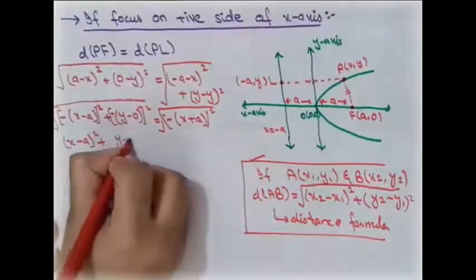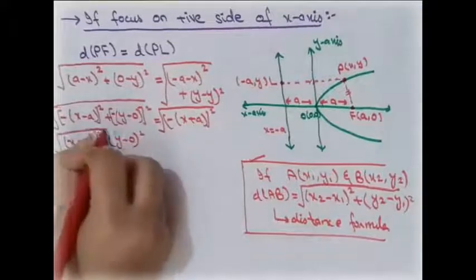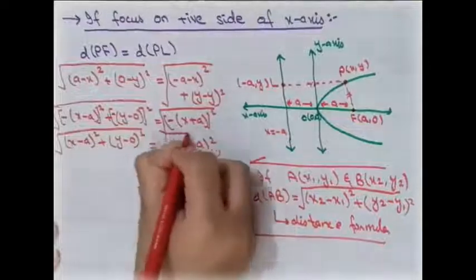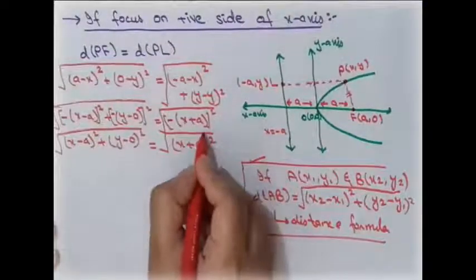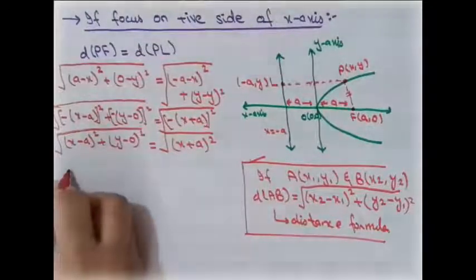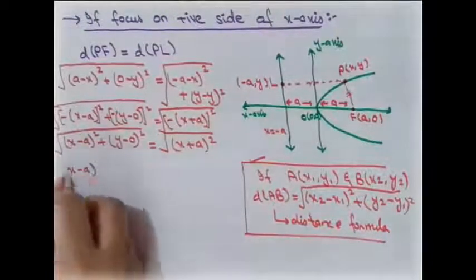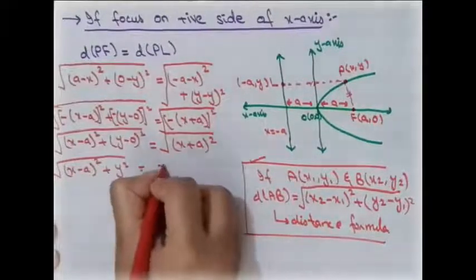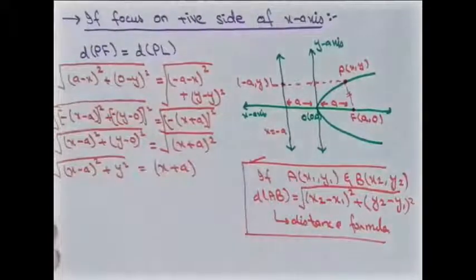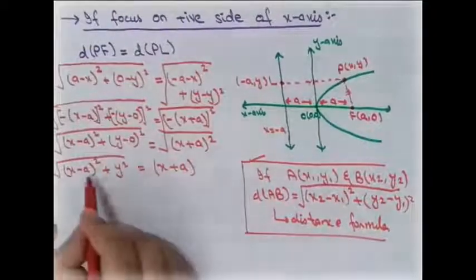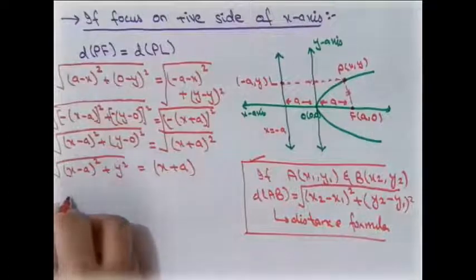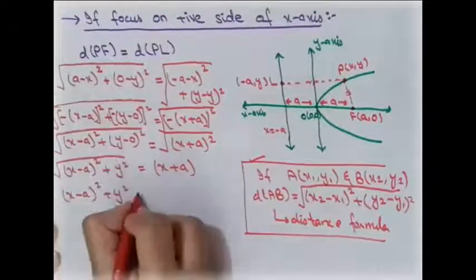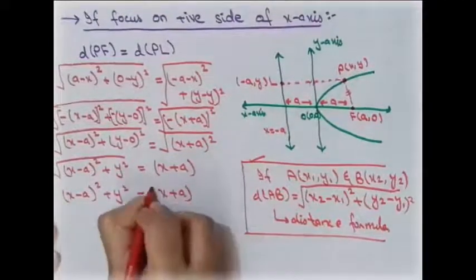plus y minus 0 square under the radical sign, which equals x plus a square under the radical. If you notice, the square can be cancelled out with the radical, so we are left with x minus a square plus y square under the radical, which equals x plus a. To get rid of this radical, we must take a square on both sides. After squaring, x minus a square plus y square remains, as the radical sign cancels with the square, and here is a square on this side.